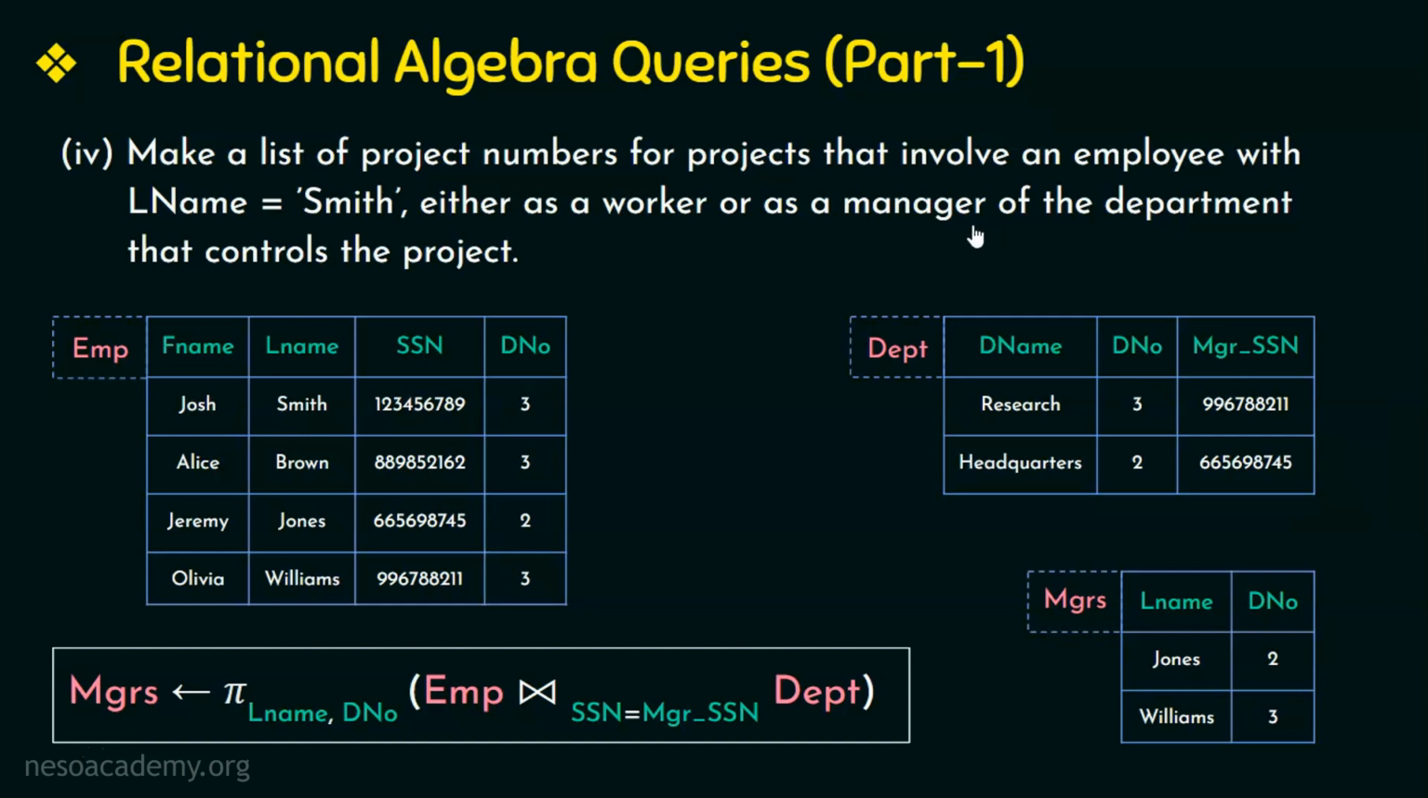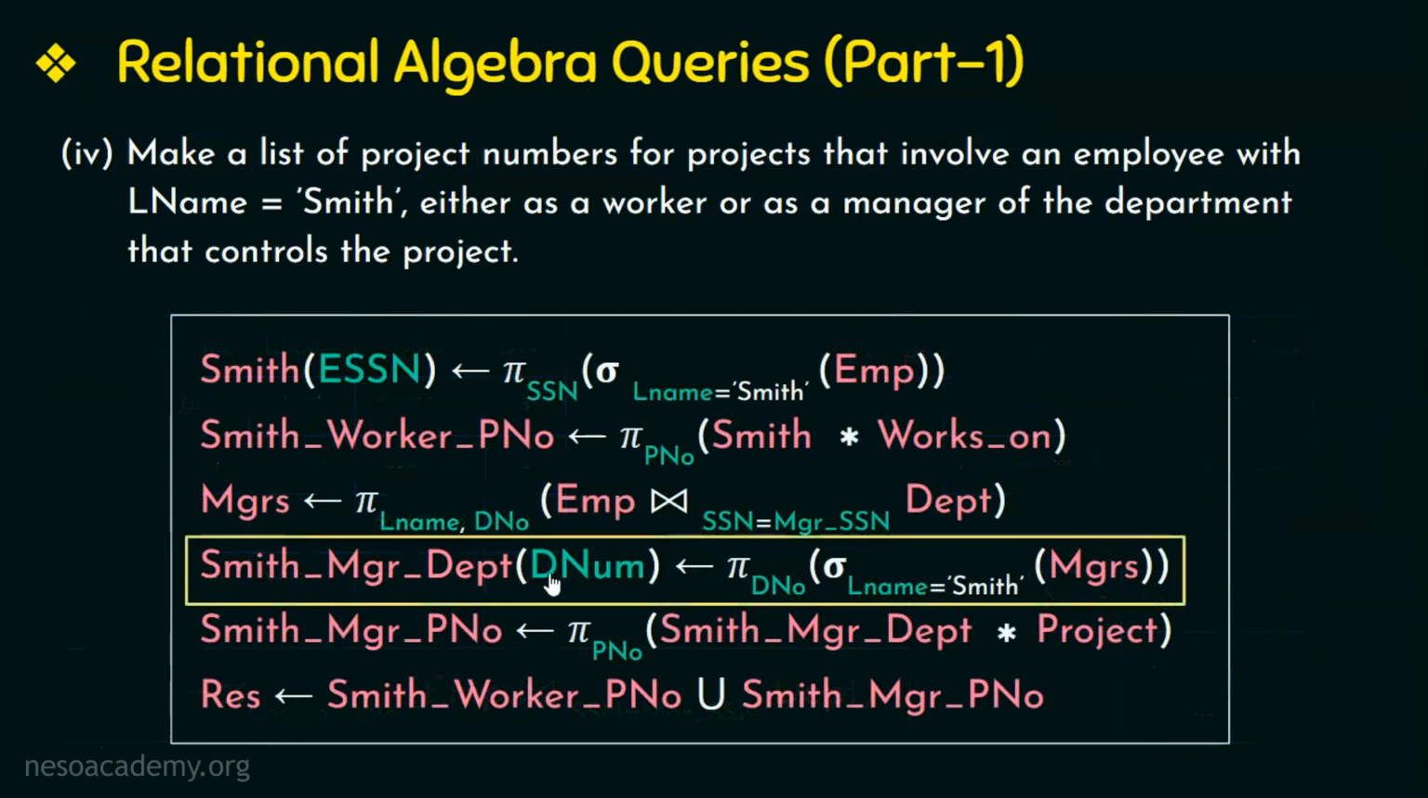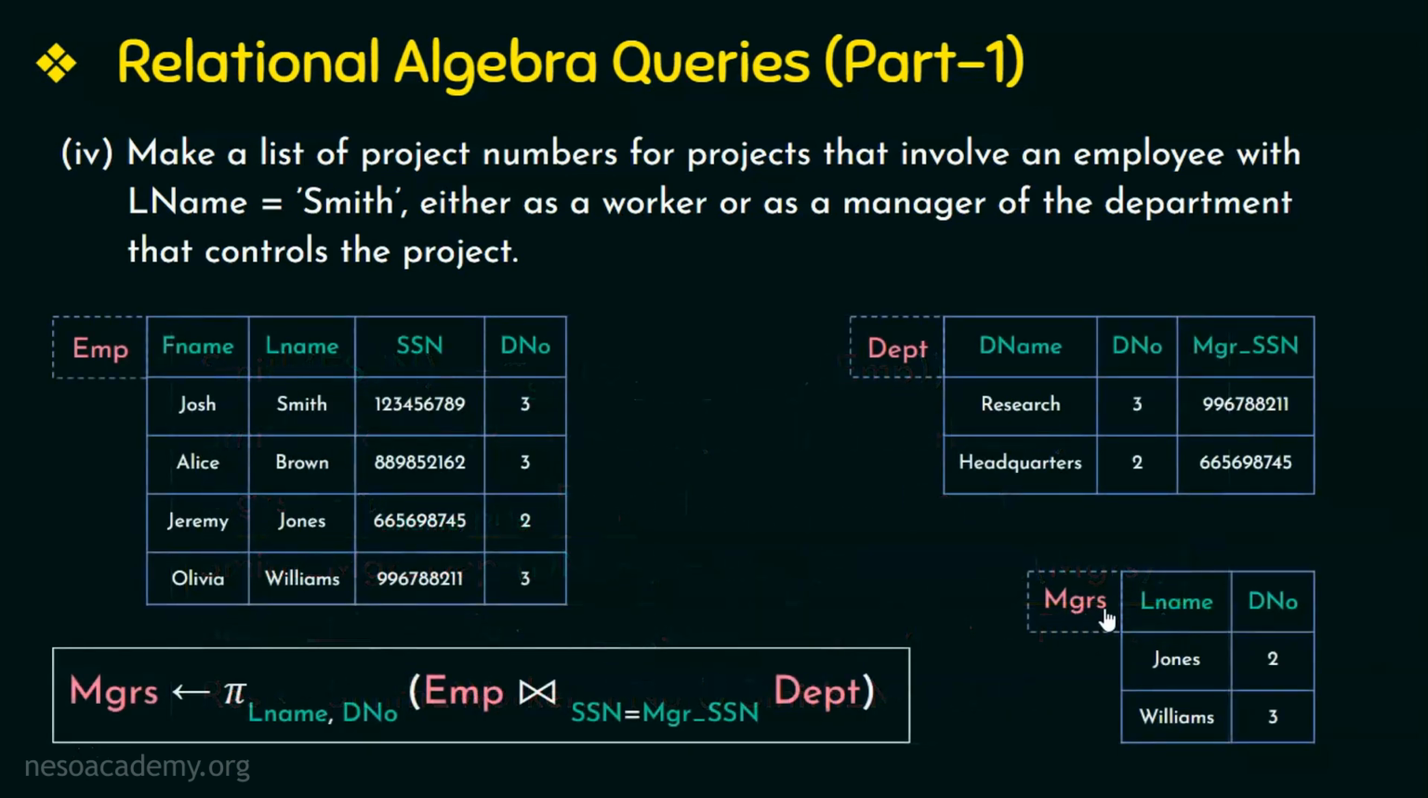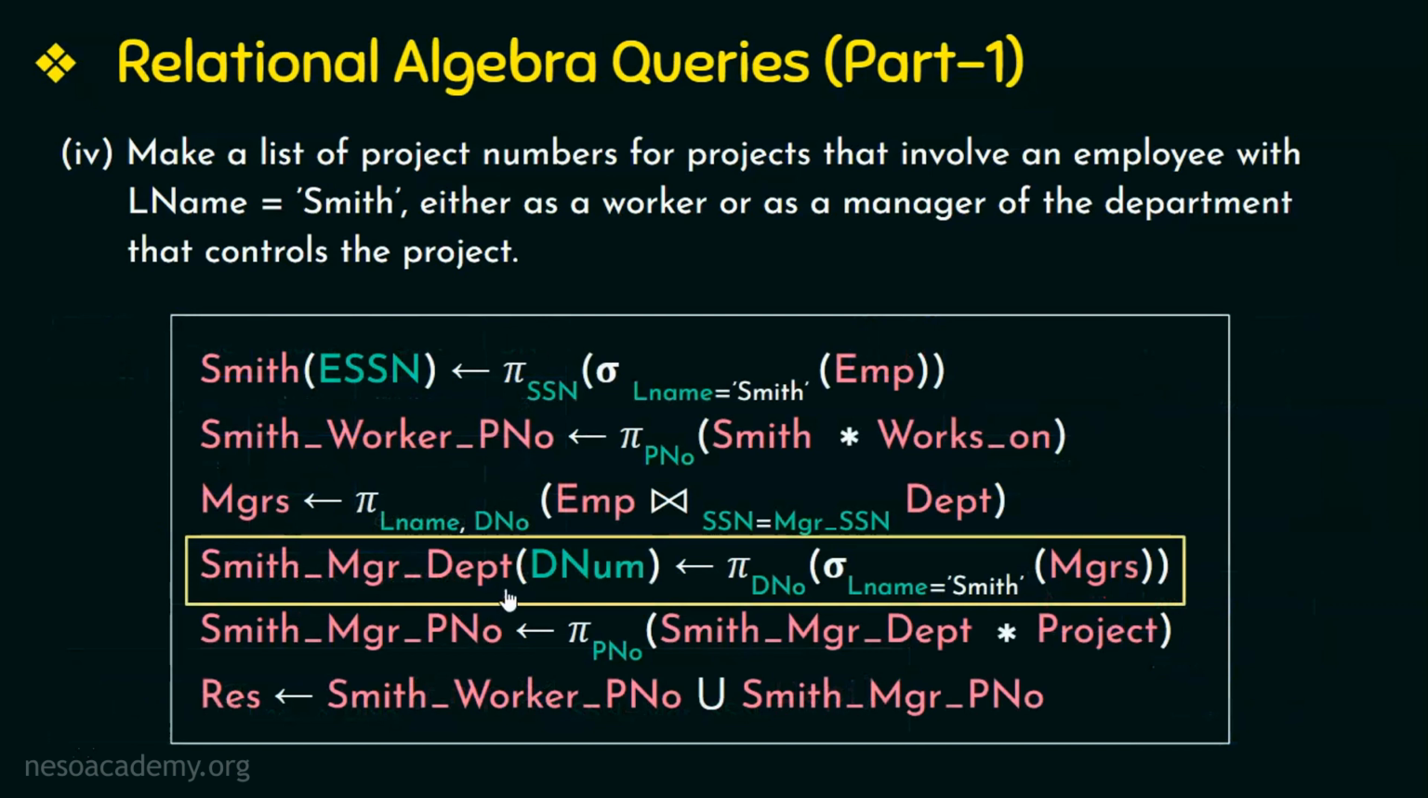We have already listed the project numbers of the employees with last name Smith as a worker. Now we need the project numbers that involve employees having last name Smith as a manager of the department that controls the project. So what we need to do is, from this relation, retrieve only the department number of that manager having last name Smith, which is the next step in the query. In this step, first we need to select the tuple that has last name Smith from this relation. Clearly we see in this relation, there is no manager having last name Smith. Therefore, this relation will be empty, that is, it will have no data in it, though this relation is created.